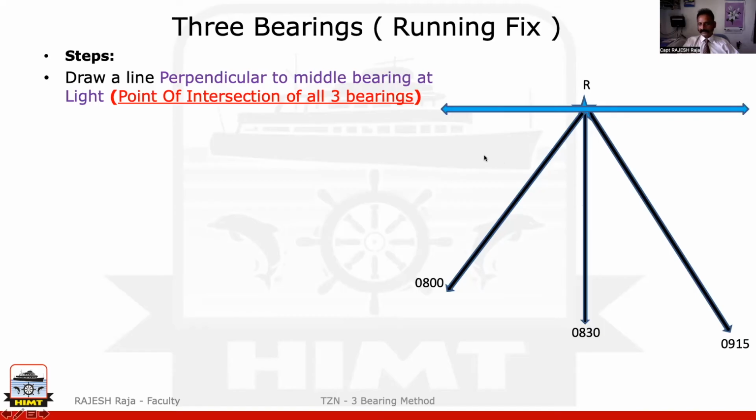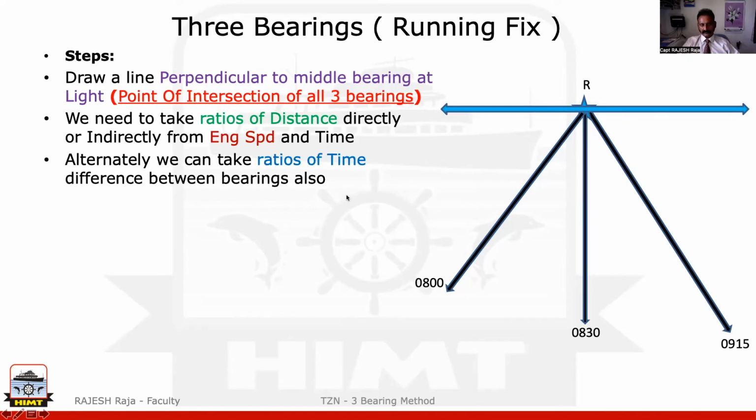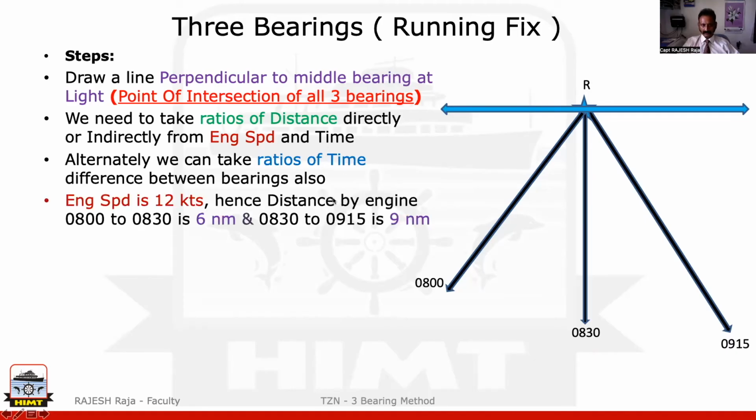I'm going to use this line as a ratio line. I already mentioned that I'll be using ratios. You can see the ratio from first bearing to second bearing is half an hour. The second and third is 45 minutes, and the total duration is 1 hour 15 minutes. So I'm going to use the ratio. This ratio can be directly taken by the distance, or you can indirectly find it out from the engine speed and the time. So whatever it is, you can take a ratio. I can alternately take a ratio of time as well. Let me show you both of them.